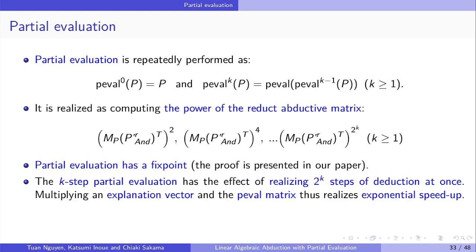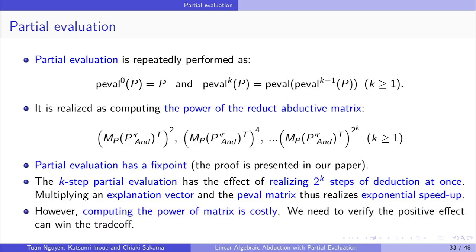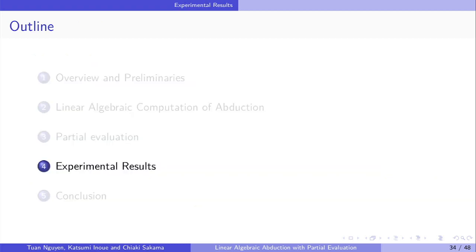The k-step partial evaluation has the effect of realizing 2 to the power k-step deduction at once. So multiplying an explanation vector and the partial evaluation matrix realizes an exponential speed up. However, computing the power matrix is quite costly, so we need to verify the positive effect can win the trade-off. In the next section, we will show the performance of our method.